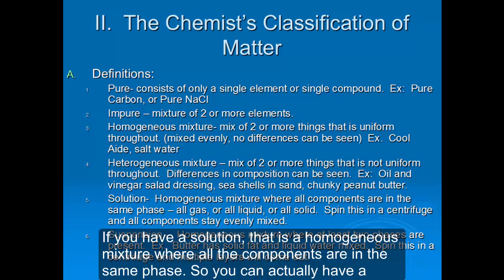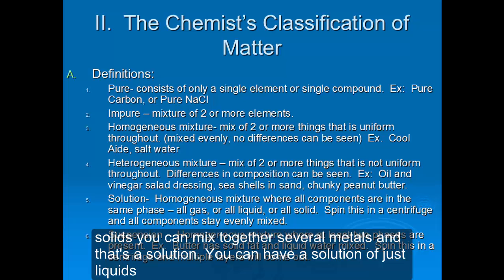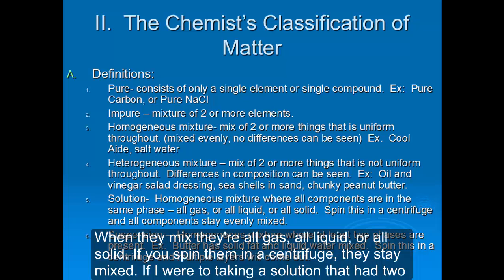If you have a solution, then it's a homogeneous mixture where all the components are in the same phase. So you can actually have a solution of solids. You can mix together several metals, and that's a solution. You can have a solution of just liquids, where you mix them together and they mix well. That's going to be a solution. When they mix, they're all gas, all liquid, or all solid. If you spin them in a centrifuge, they stay mixed.